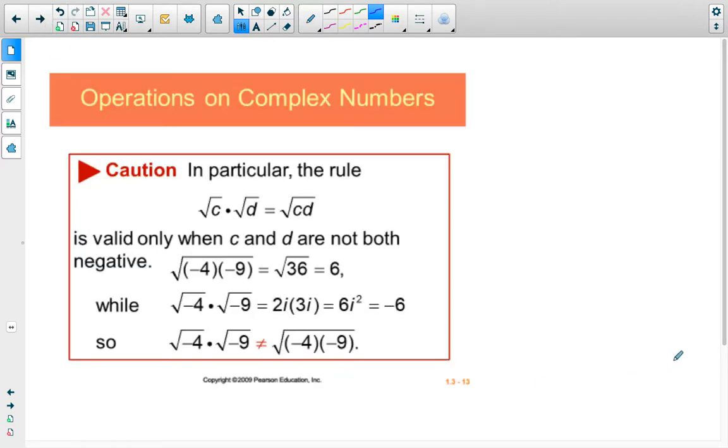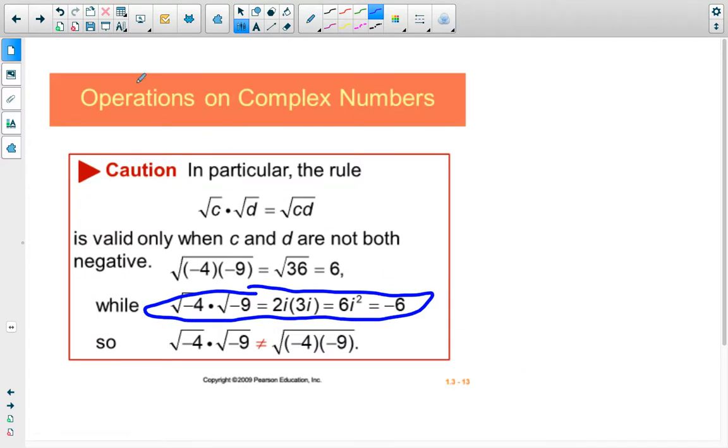Now you have to be careful multiplying. Don't multiply first. Take the negatives out. Deal with the negative first. If I multiply -4 times -9, I get a positive 36, which gives me a square root of positive 6. However, if I deal with the negatives first, I get a different answer. This would give me 2i times 3i. Well, 2 times 3 is 6. i times i is i squared, which has a value of -1. So always take the i's out first.